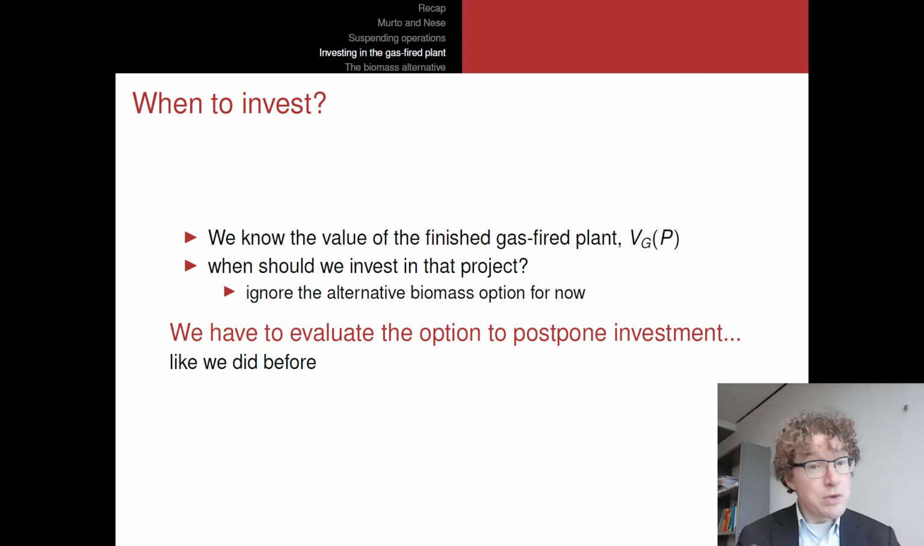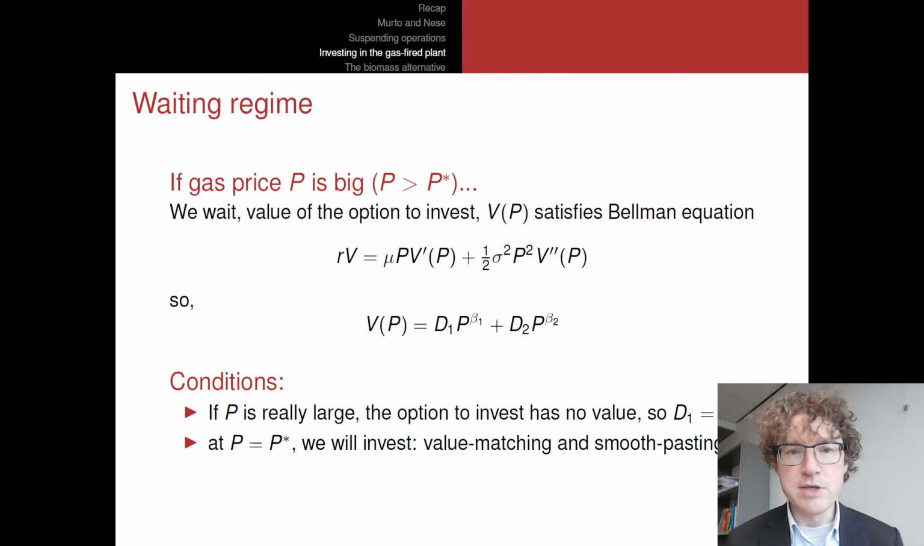So what we have to do is, we have to again compute what's the value of the option to postpone investment, just like we did before. So let's do that. So again, of course, we have to identify the different regimes. So now this regime in which we'll be waiting will be the regime in which the gas price is going to be pretty high, so above some threshold that we need to compute. Because if gas prices are high, well, it's certainly going to be very unattractive to invest in a plant that burns gas to produce electricity. So that's the waiting regime.